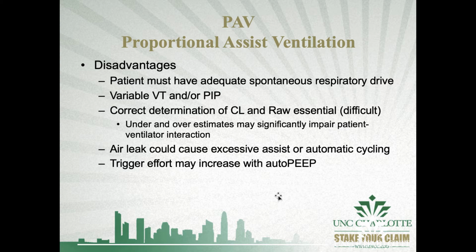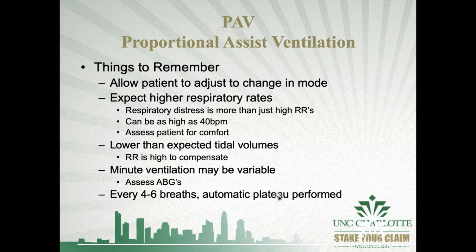If we have an air leak, let's say in our endotracheal tube, where this person has a spontaneous pneumothorax and they have a chest tube and they have an air leak, we can have excessive autocycling or assist, which can happen in any mode of ventilation as well. Depends on what your flow trigger is set at. And then, of course, just like any other ventilator, your trigger effort may increase with auto PEEP. So someone with COPD or asthma or who's hyperventilating and generating auto PEEP, they're going to have difficulty triggering the ventilator if the trigger is not set appropriately.